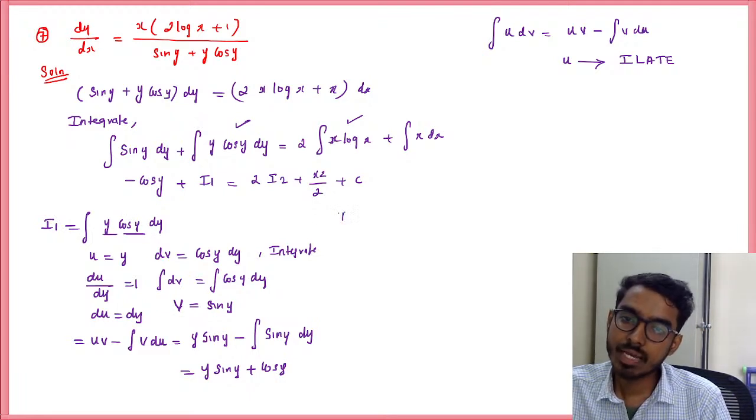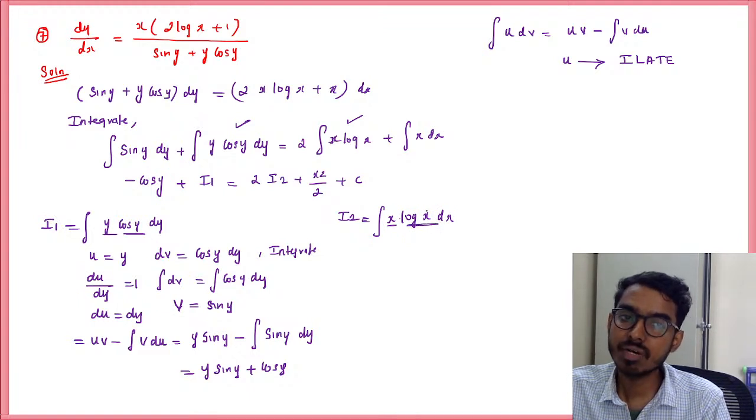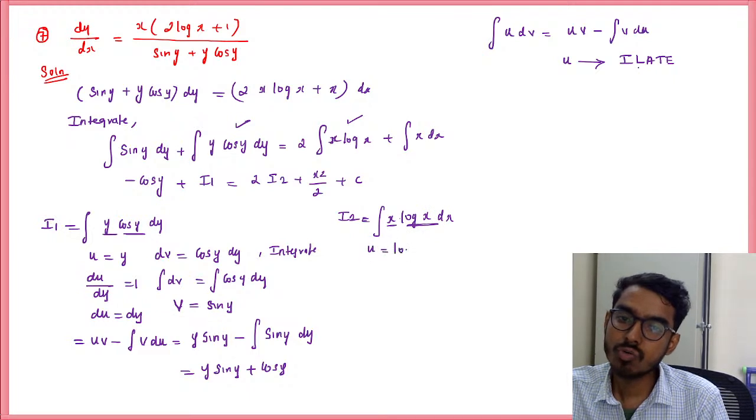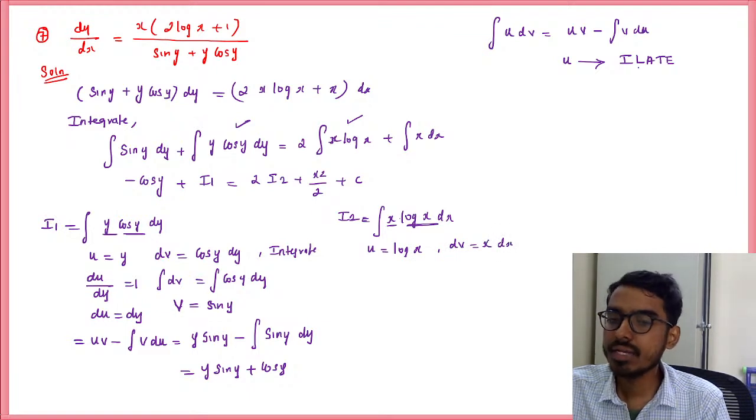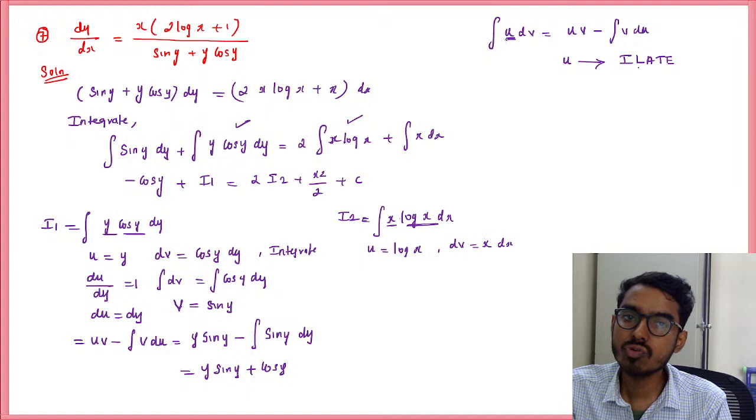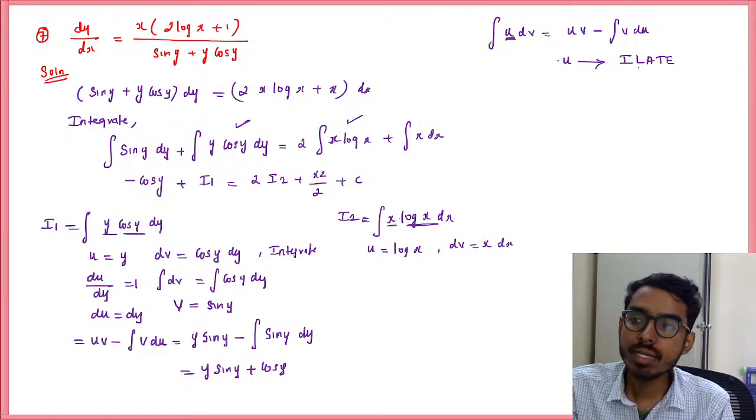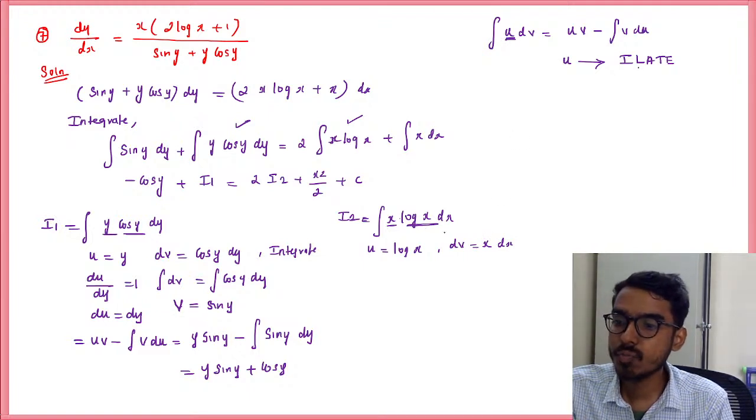Now similarly you find I2. So I2 is integration of x into log x dx. Now we have an algebraic function and we have a logarithmic function, but logarithmic comes first. That means you have to choose u to be log x and dv to be the remaining, which is x dx. Right? Clear? u dv, choose u in this order and you take the remaining to be dv.